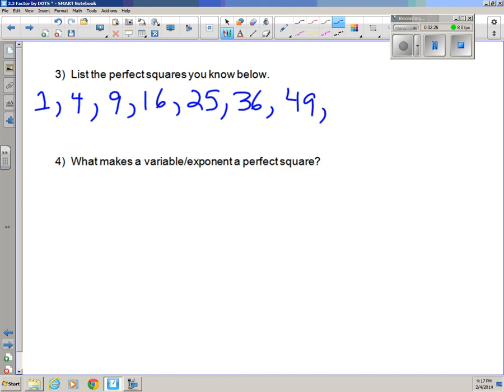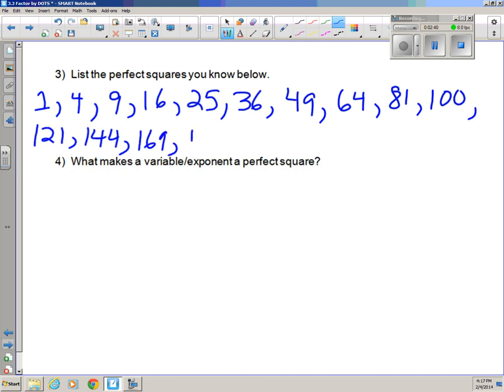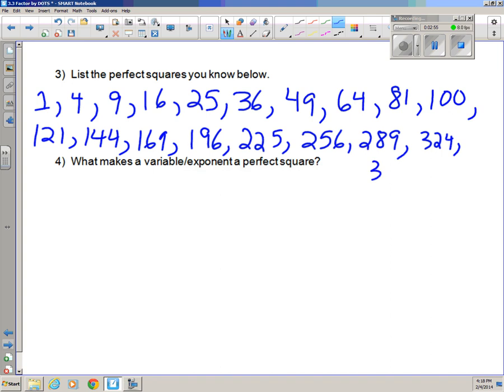36, 7 squared is 49, 8 squared, 9 squared, 10 squared, 11 squared, 121, 12 squared, 144, 13 squared, 169, 14 squared, 196, 15 squared, 16 squared, 17 squared, 18 squared, 19 squared, and 20 squared.